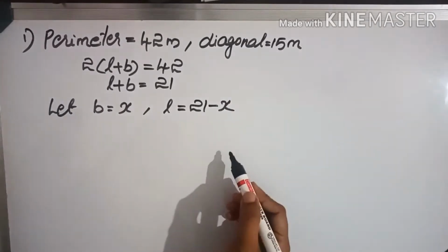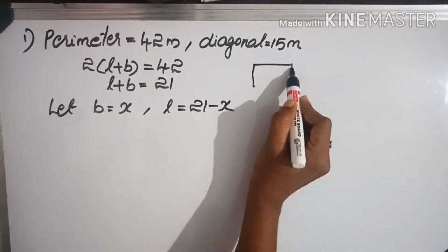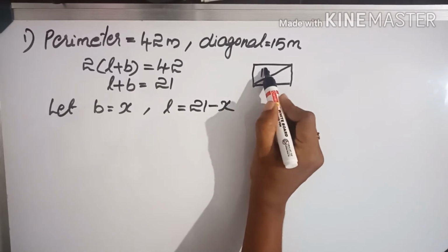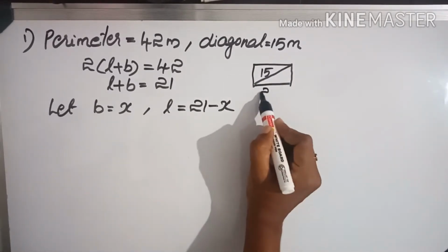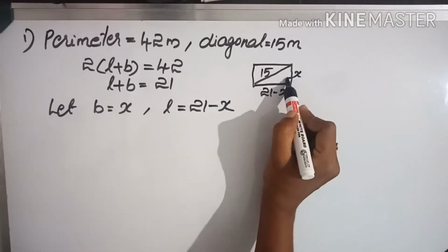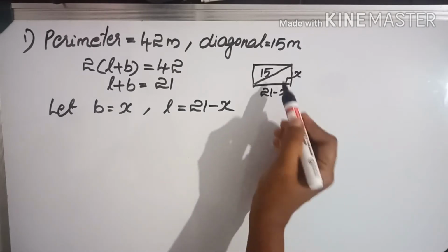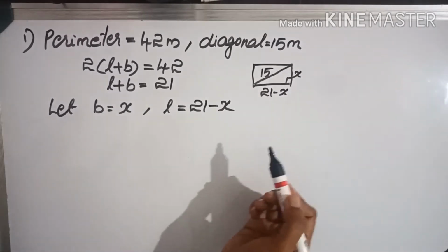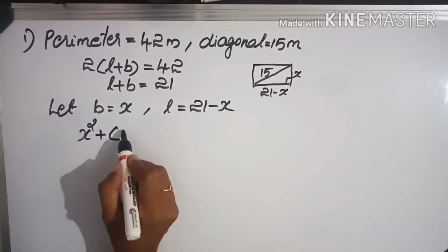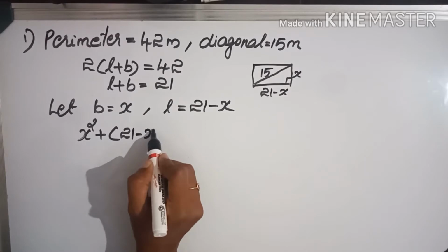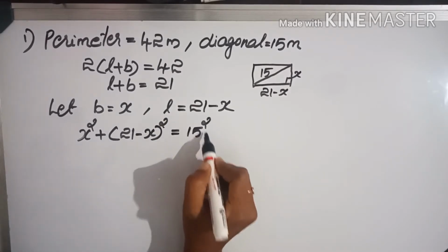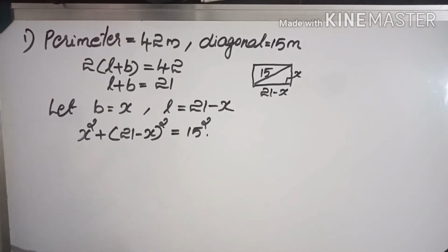Now here the diagonal is given, that is 15 meters. For the rectangle, if the diagonal is 15, here we got length as 21 minus x and breadth as x. We know this is a right triangle, that means Pythagoras theorem we can apply. What is Pythagoras theorem? Base square plus altitude square equal to hypotenuse square. So x square plus (21 minus x) the whole square equal to 15 square. Like this we can write.